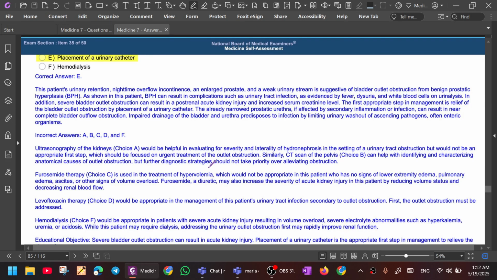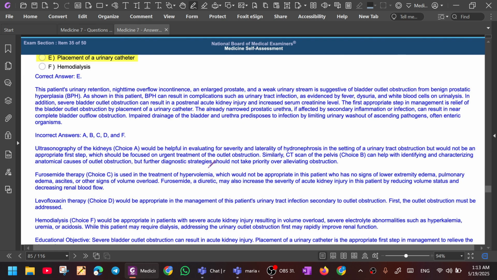This patient's urinary retention, nighttime overflow incontinence, enlarged prostate, and weak urinary stream are suggestive of bladder outlet obstruction from BPH. BPH can result in complications such as urinary tract infection, evidenced by fever, dysuria, and white blood cells on urine analysis. In addition, severe bladder outlet obstruction can result in post-renal acute kidney injury and increased serum creatinine level.